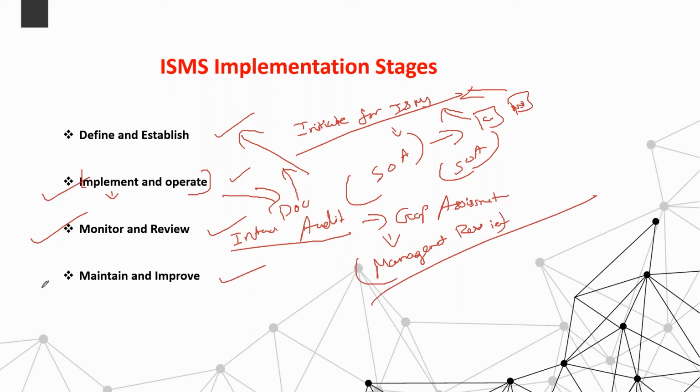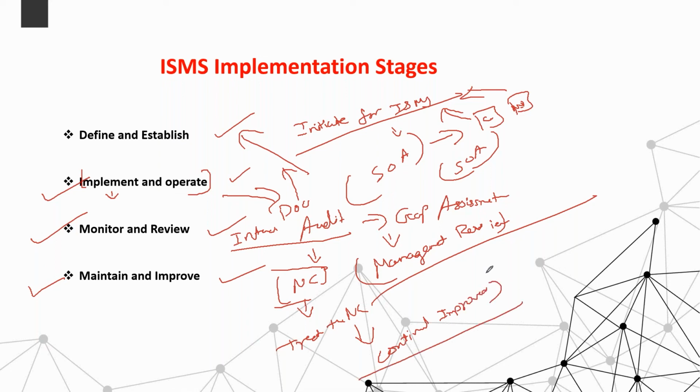Post that, we go with maintain and improve, that is the fourth stage. If there is any deviation, any non-conformity has been identified, treat that non-conformity. With that treatment, we are following with continual improvement. So these are the 4 general stages which are followed.